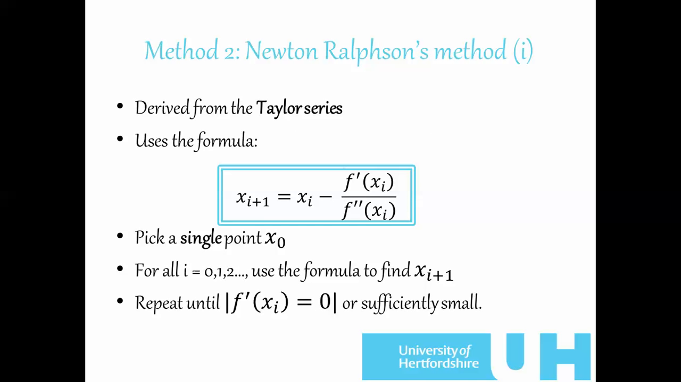The second method that we'll be looking at is called the Newton-Raphson method, or Newton's method. This is again derived from the Taylor series and uses the formula in this text box here. We pick a single point x0, and then for all i, which is 0, 1, 2, 3, we use that formula to find the next point. And we repeat again until the gradient is sufficiently small or equal to 0.